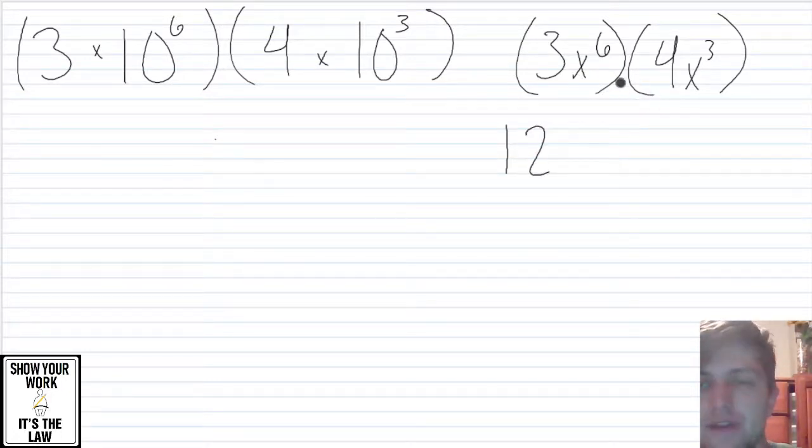And with the variable, we add their exponents. So 6 plus 3 gives us 9. So this is the same as 12x to the power of 9. Okay, so let's go back to this problem here.